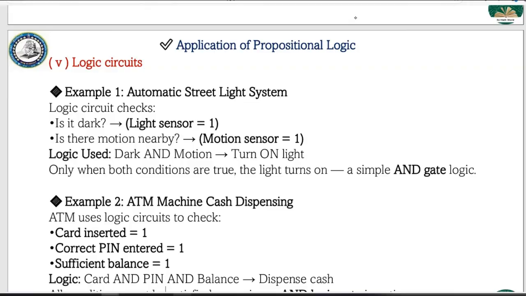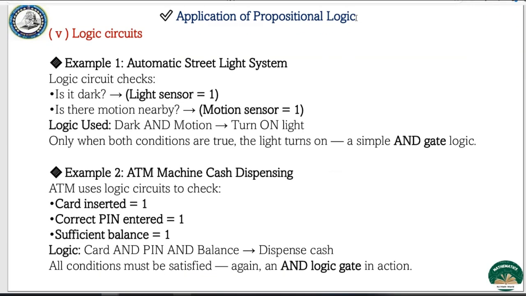Examples are the automatic street light system. It is an example of logic circuits. For example, the logic circuit checks: is it dark, light sensor 1? Is there a motion nearby, motion sensor 1? If there is dark and motion, the sensors will give you 1. The logic used is dark and motion, turn on the light. Only when both conditions are true, the light turns on. A simple AND gate logic is used in the automatic street light system.